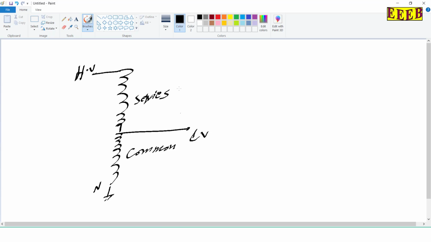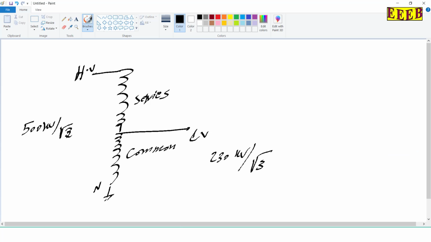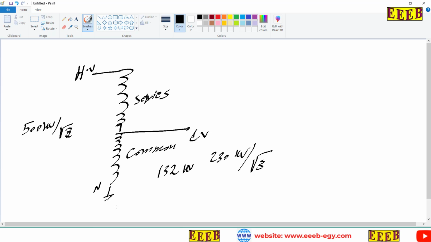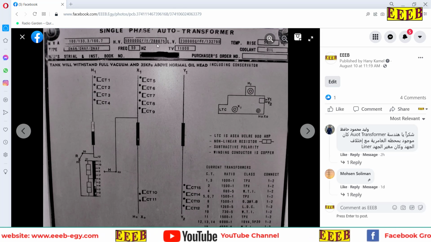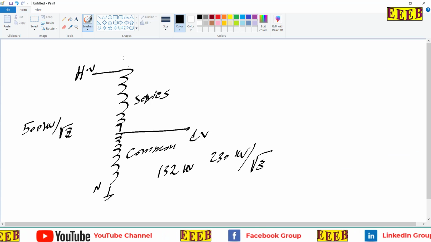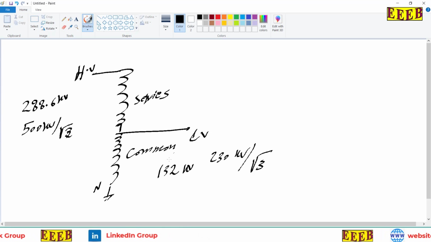This is one phase of the auto transformer. From this side it will be 500 kV over square root of 3, and here 230 kV over square root of 3. For the common winding only, the rated voltage we can also find here is 132.79 kV. So here 132 kV, and here 500 kV over square root of 3, which is 288.6 kV. So now the common winding is 132 kV.